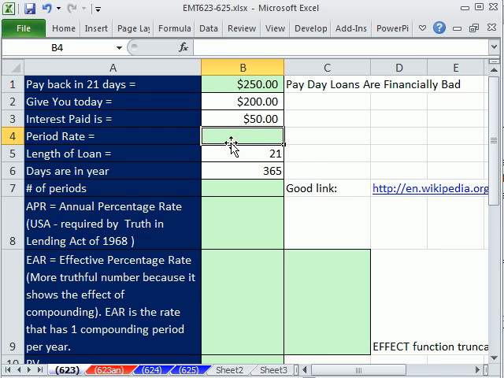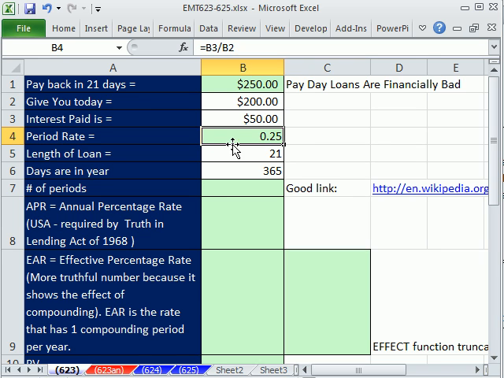Now we need to figure out the period rate, because if we know that we have a certain rate for 21 days, that's not the annual rate. That's just the rate for 21 days. So we have to take the period rate and do something to figure out an annual rate. Now, what is the period rate? Well, here's the $50 we had to pay in interest, and here's the original amount. This is a part. This is a whole. So in basic math, we say equals the part divided by the whole, and that gives us the percentage, in our case, a period rate.